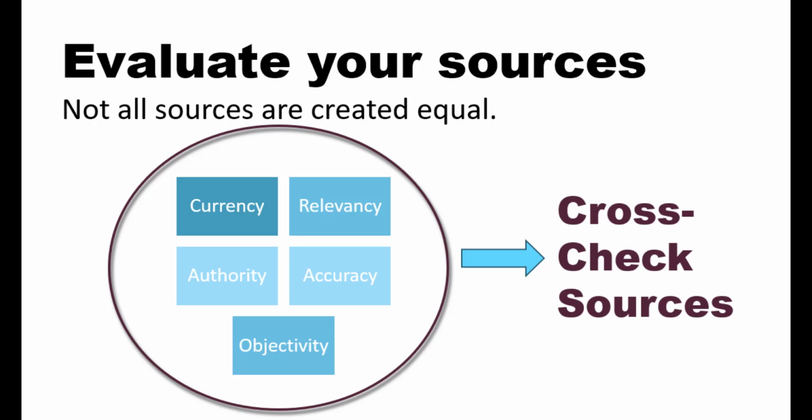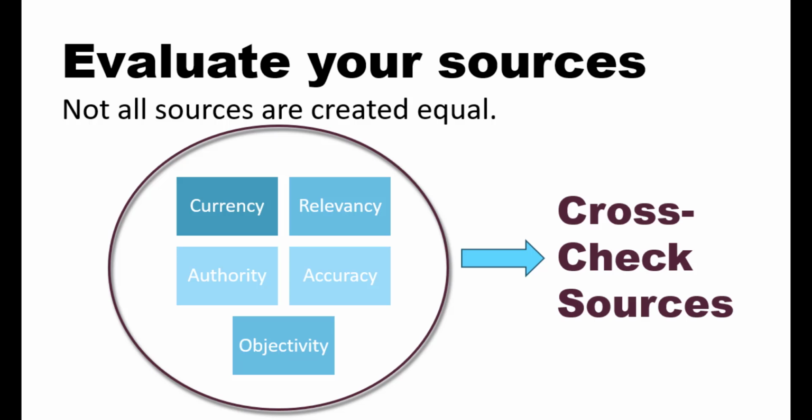To determine currency, for books and articles, check the publication date and determine whether it is sufficiently current for your topic. A useful website is updated regularly and lets visitors know when content was published on the site. Relevancy. Consider whether the source is relevant to your research, whether it covers the topic adequately for your needs, and is appropriate for a college-level research paper.